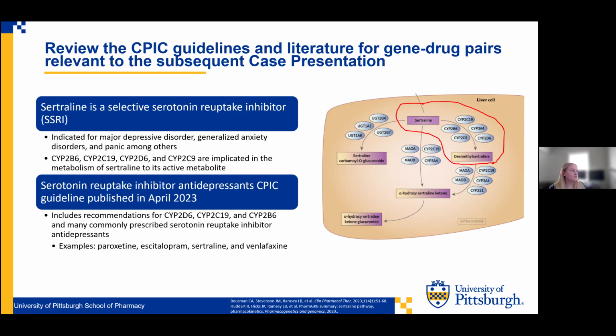So the CPIC guideline for serotonin reuptake inhibitor antidepressants was actually published in April of 2023. So this includes recommendations for CYP2D6, CYP2C19, and CYP2B6, and many commonly prescribed serotonin reuptake inhibitor antidepressants, which does include sertraline as well as some others such as paroxetine, escitalopram, and venlafaxine.